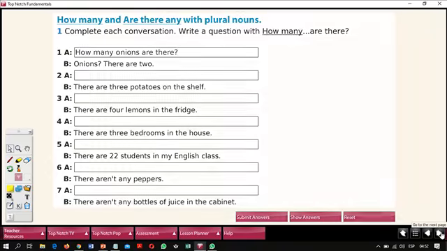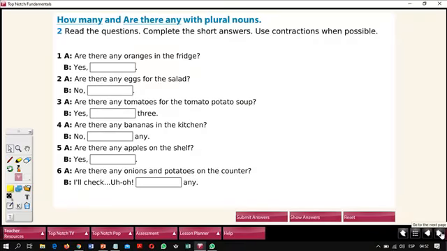Okay, in the case of the second exercise, what we have to do is complete the answers. We have number 1, are there any oranges in the fridge? Yes, there are. Or no, there aren't.